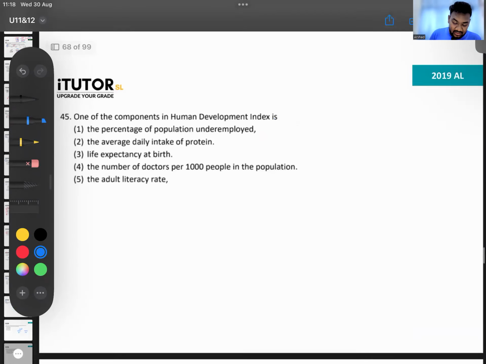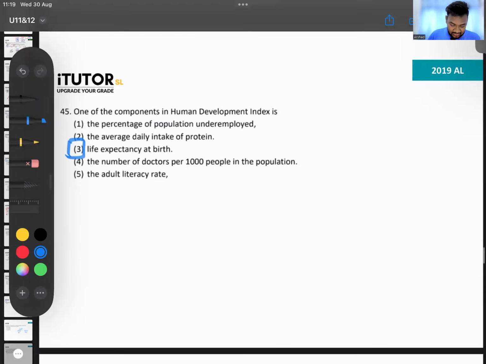Question 45. One of the main components of the Human Development Index: percentage of population employed, underemployed, average daily intake of protein, life expectancy at birth, number of doctors per 1,000, adult literacy rate. Which one? This one. Guys, remember, literacy rate is not a part of human development. They always put that. Be very careful.